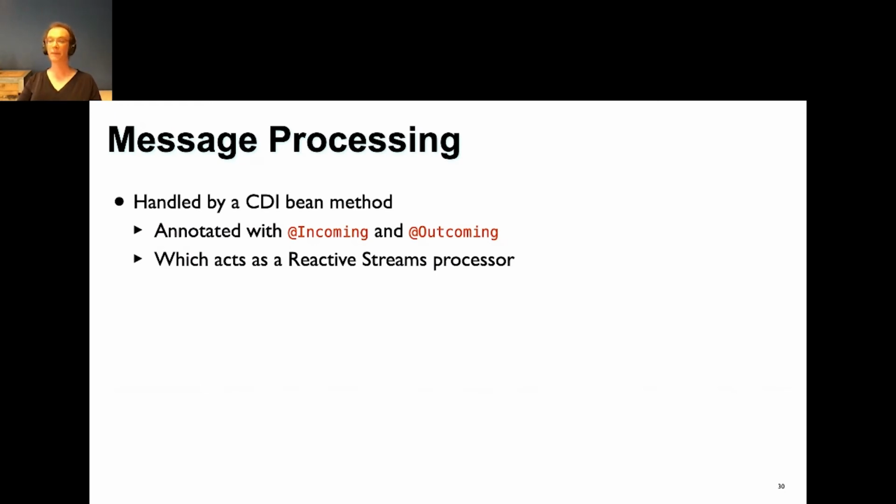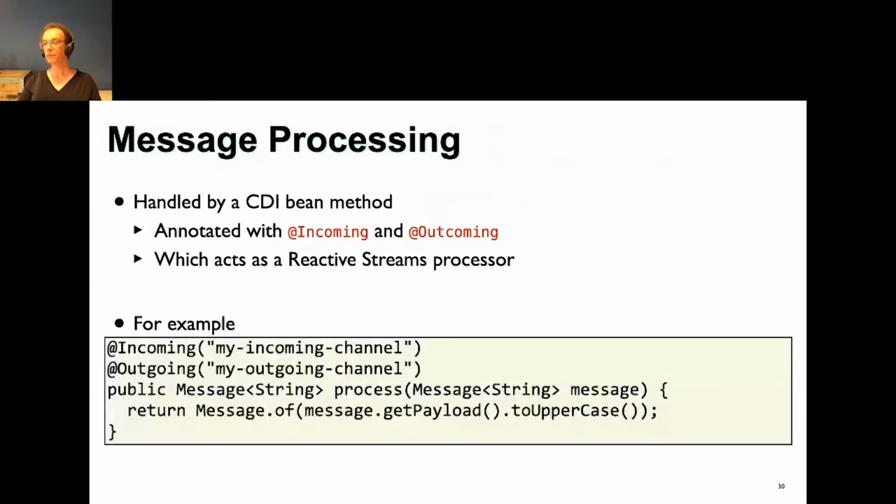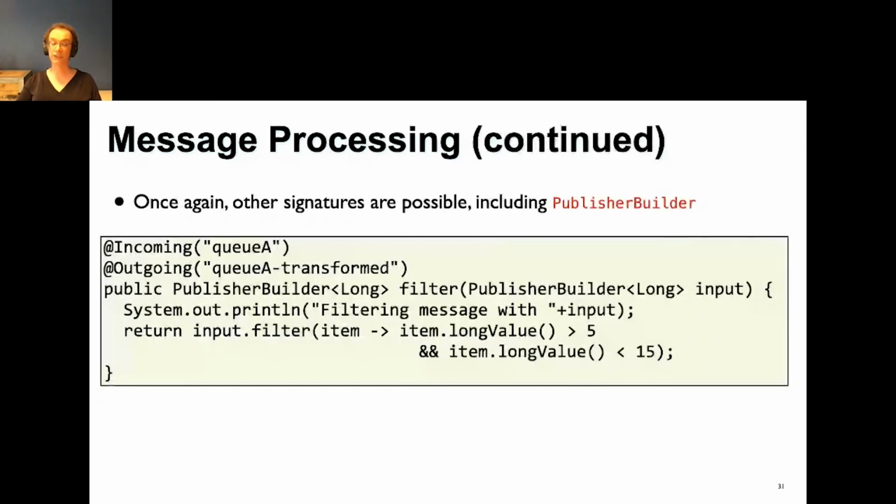So, message processing. Basically nothing more complicated than a CDI bean method that has both the @incoming and @outgoing annotation. And this makes it a reactive streams processor. Basically, something like this: this process method will consume messages of type string, and it will create a new message with the payload converted to uppercase. But of course, once again, many more signatures are supported, such as the publisher builder once more.